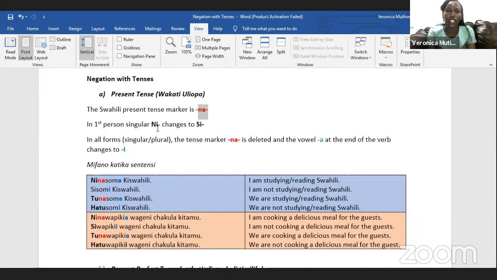In all forms, either in singular or plural, the tense marker na is deleted. Swahili verbs end with a vowel, most especially a. Almost all Swahili verbs will end with the vowel a. So this a will change to i when it is negated. For example, ninasoma will change to sisomi. The ma at the end will change to mi, meaning it has changed from affirmative action to a negative statement. Ninasoma for affirmative, and when you negate it, it becomes sisomi.